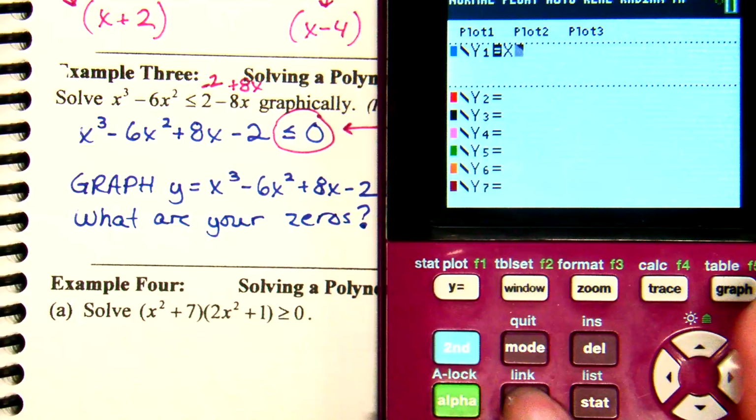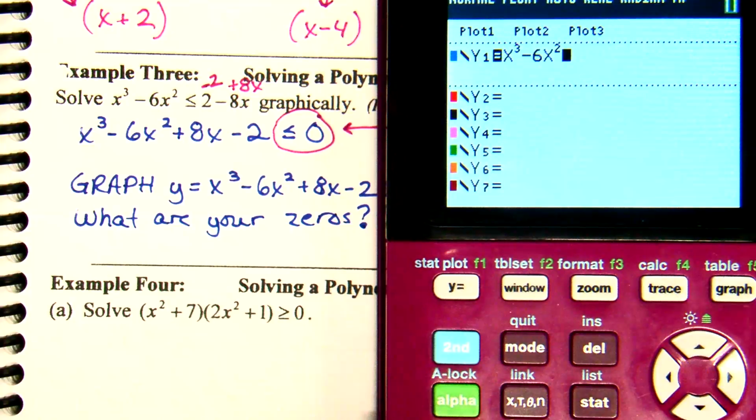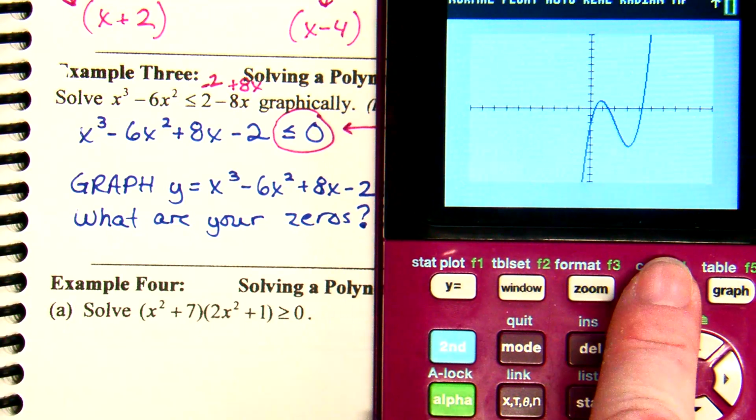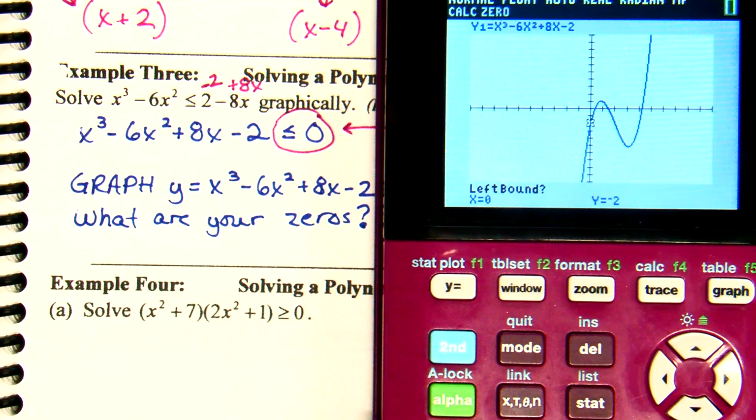Okay, so let me type mine in. X to the third minus 6x squared plus 8x minus 2. Are my zeros nice, neat, whole numbers this time? Nope. How do we find our zeros that are not nice, neat, whole numbers? Second calc. Okay, so make sure you know how to do that. Second calc, number two is zero. Remember, with zeros, we're finding our x-intercepts. So left bound, I'm left of the first x-intercept. Enter. Right bound, I'm right of that x-intercept. Enter. Yes, I just go back to it.